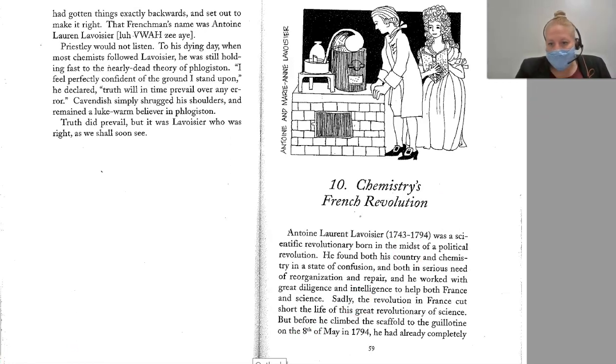Chapter 10. Chemistry's French Revolution. Antoine Laurent Lavoisier was a scientific revolutionary born in the midst of political revolution. He found both his country and chemistry in a state of confusion, and both in serious need of reorganization and repair, and he worked with great diligence and intelligence to help both France and science.